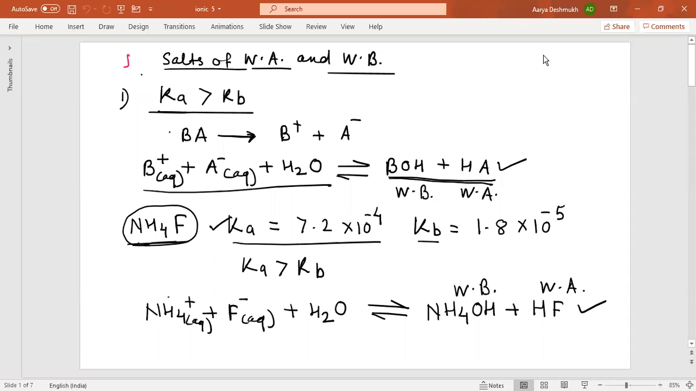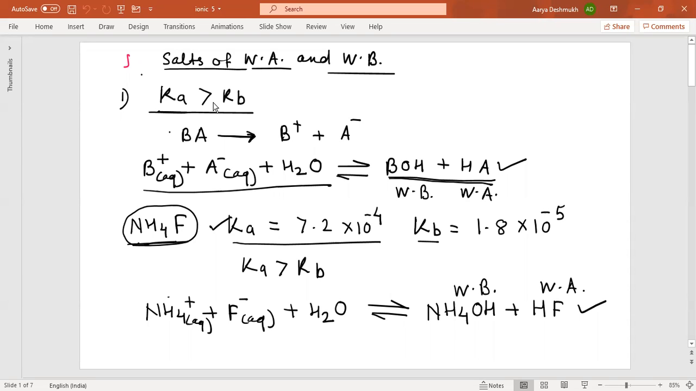Hello students. Now today let us start with the salts of weak acid and weak base. Here in this case, three situations will arise. One is when Ka is greater than Kb. As you all know, Ka is nothing but the acid dissociation constant and Kb means base dissociation constant.